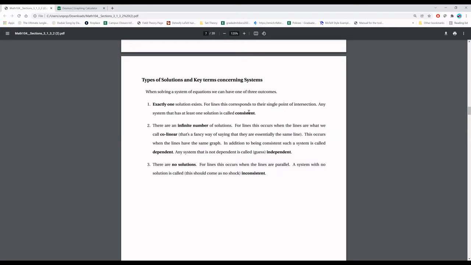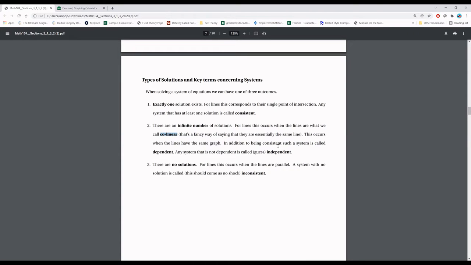The second thing that can happen is that we can have an infinite number of solutions. Now, when we're talking about lines, that happens when we have a system that is called collinear. A collinear system means that we're basically looking at the same line. We might be dealing with different equations, but when we graph these things, they actually lie on the exact same line. So anything on that line is a solution to the system.